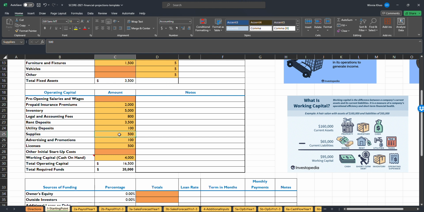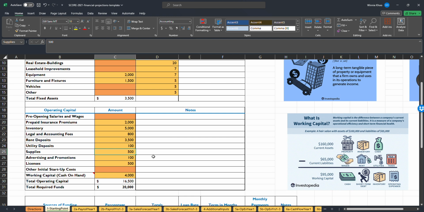Supplies would be anything that's consumable, like you're going to use up, office supplies. So if you had a printer, like a 3D printer, the actual printer would go up into equipment, but the filament would be in supplies.